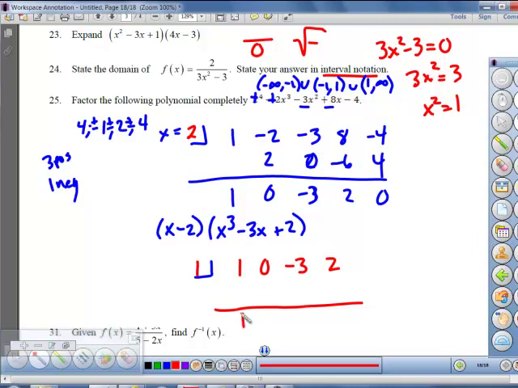Alright, so 1 comes down. Let's see if I could do synthetic division correctly this time. So that's going to be 1. That's going to be 1. That's going to be 1. That's going to be negative 2. That's going to be negative 2. That gives me the 0. Good.